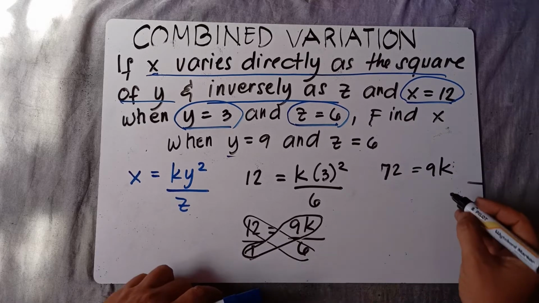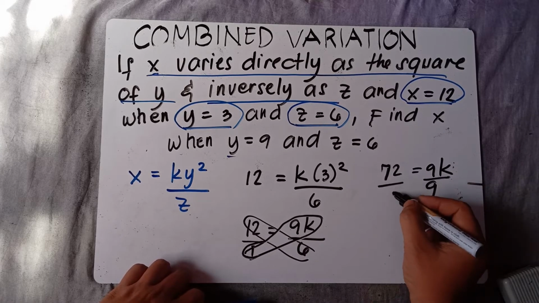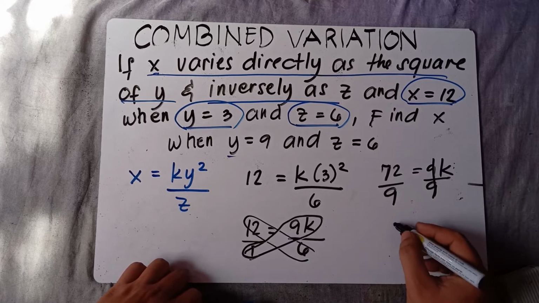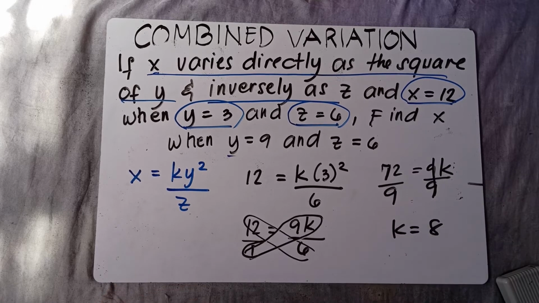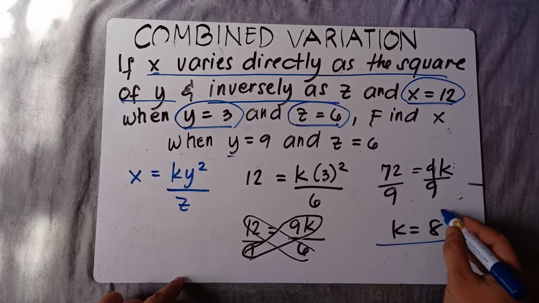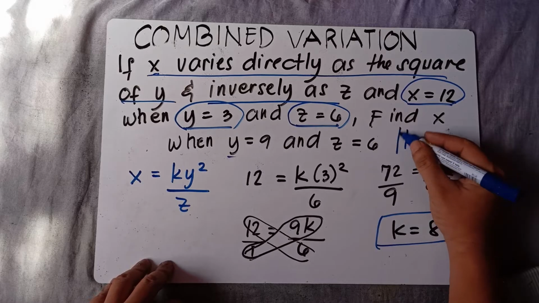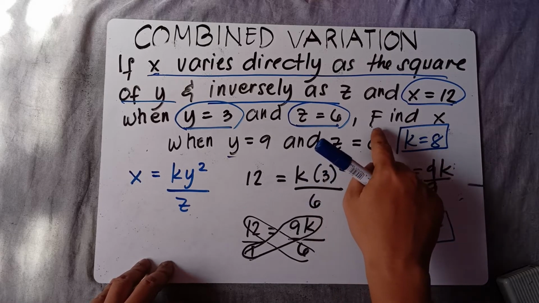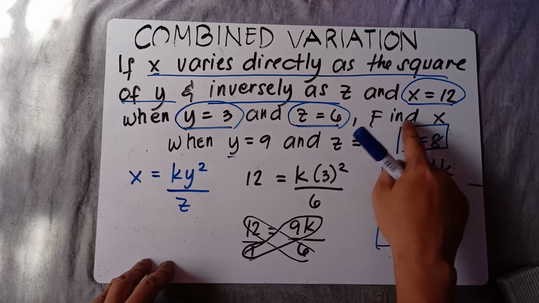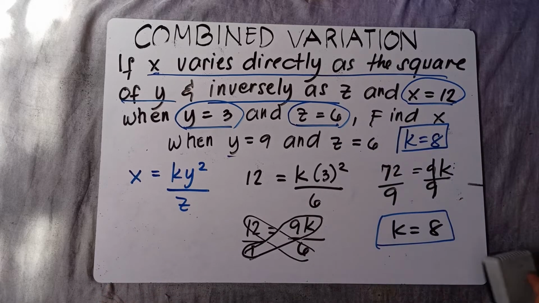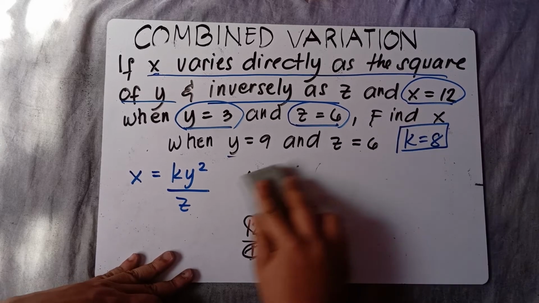And to get the value of k, divide both sides by 9. So k equals 8, since 72 divided by 9 is 8. So our k equals 8. Now, since you already have the value of k, you can now solve with this equation in which you are told to find x. Alright, so erase this one. K equals 8.